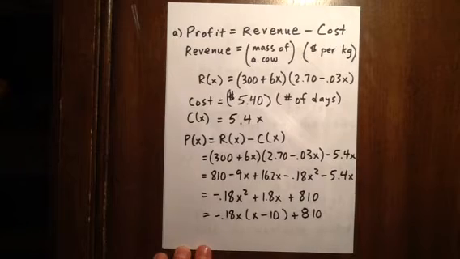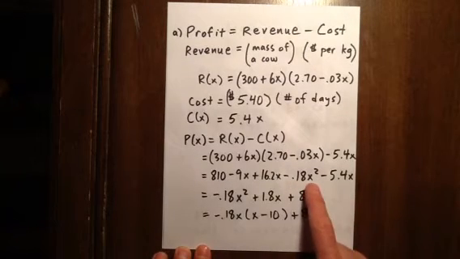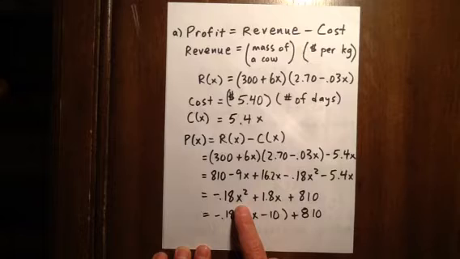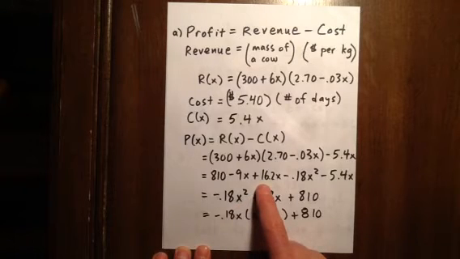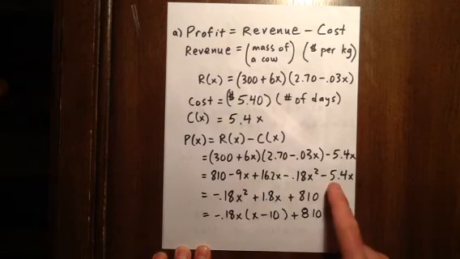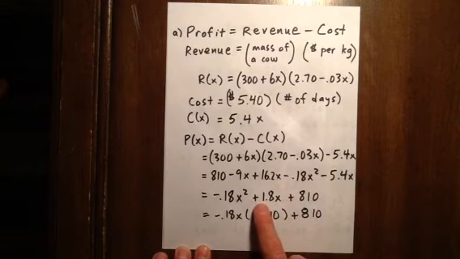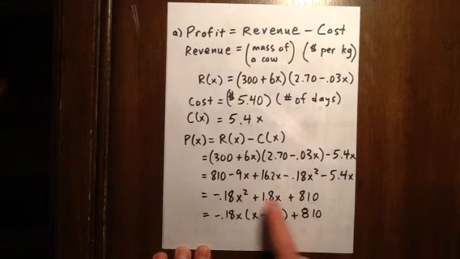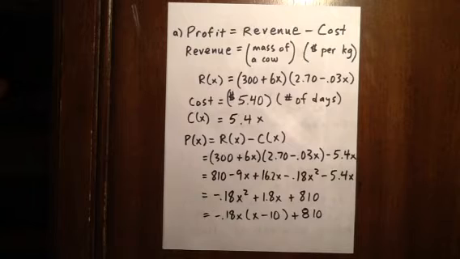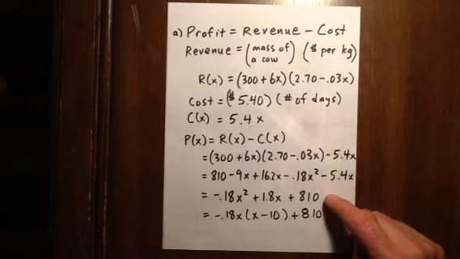And when we collect up all our like terms, we see that we get negative 0.18x squared here. Adding 16.2x and subtracting 9x and 5.4x is like adding 1.8x, and then we have 810. So this is our profit formula, and we're looking for maximum profit, and so what we want to do is determine the vertex here. And the vertex can be determined by partial factoring.